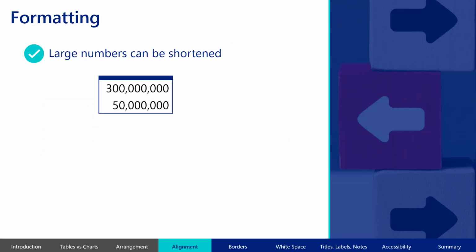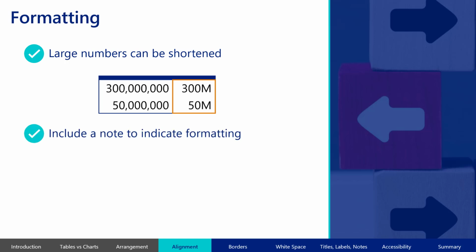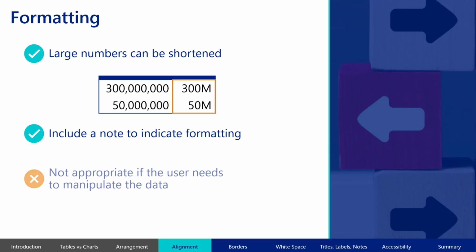Within the cells of the table, you can remove sets of zeros in very large numbers to reduce visual clutter. However, don't forget to add a note or some other designation in your data table to indicate you have done so to reduce confusion. Keep in mind, this may not be appropriate if your audience needs the ability to add numbers in the column or examine the data in more detail.